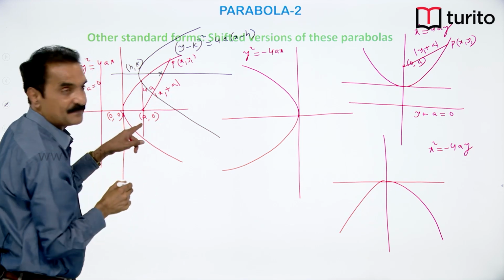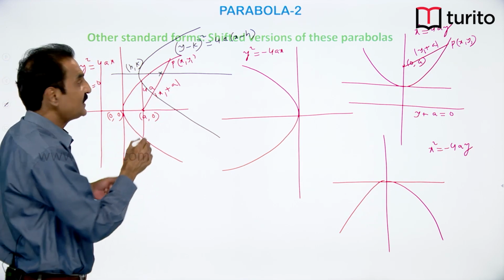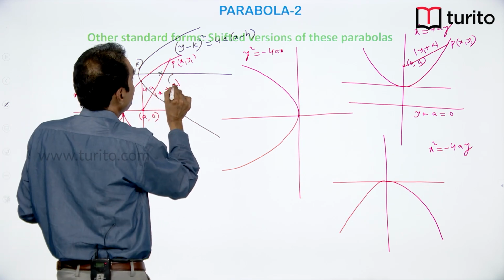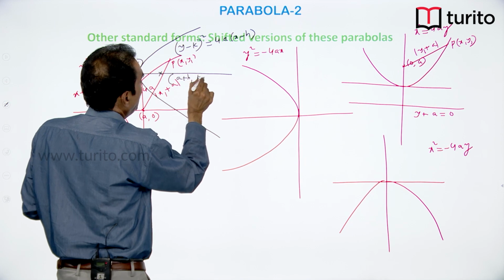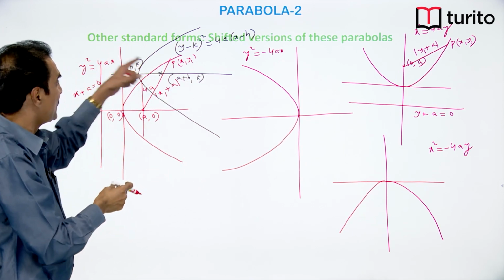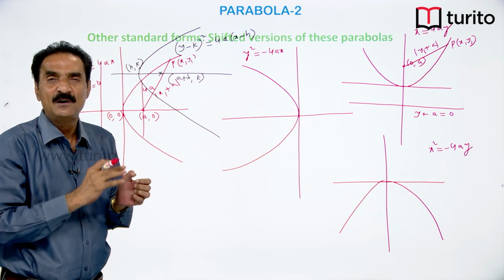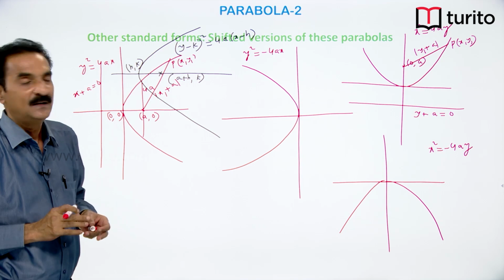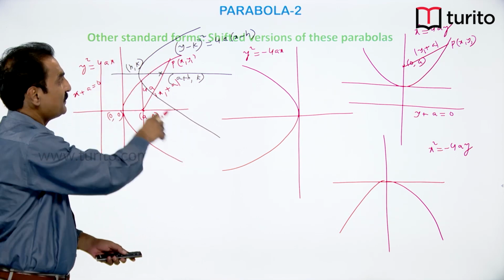What will be the focus of this parabola? This is a comma 0. Adding h and k to the coordinates, this becomes a plus h comma k. In this way, we will get all the properties of this parabola. The focus, vertex, directrix, etc. are called characteristics of the parabola. Now, let us see the characteristics of this parabola.